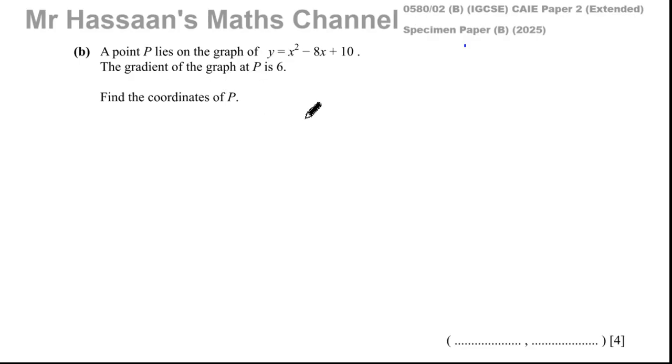So we want to find the place where the gradient of the graph is equal to 6. So we need to work out what the gradient function is. So when we find what's called dy dx, when we differentiate, that will give us the gradient function. And that is found by multiplying by the power and taking 1 from the power. So x squared becomes 2x, minus 8x. When you have an x term, you basically just drop the x: minus 8. You have a constant term, it becomes 0.